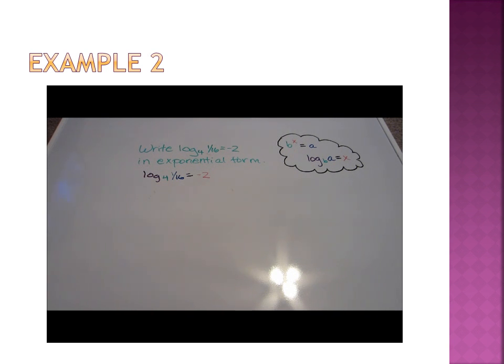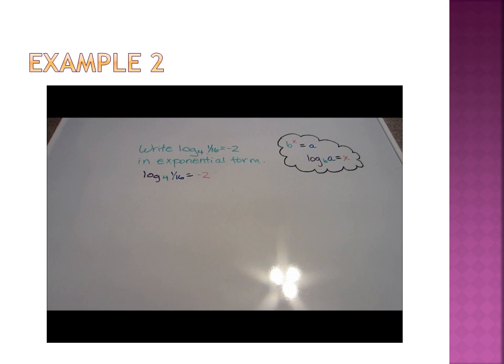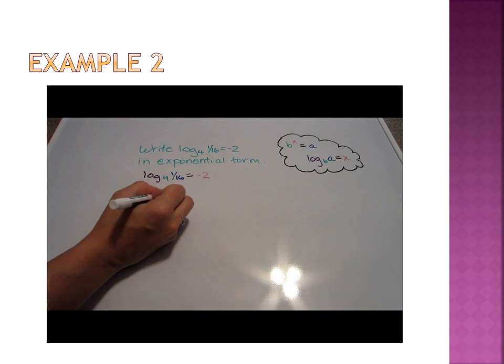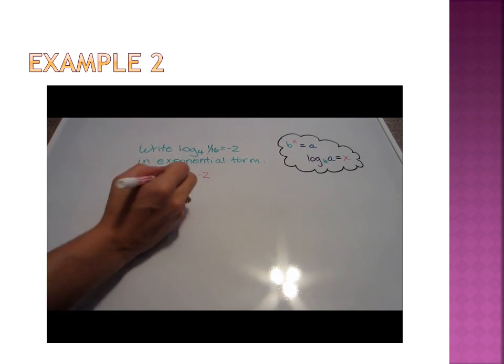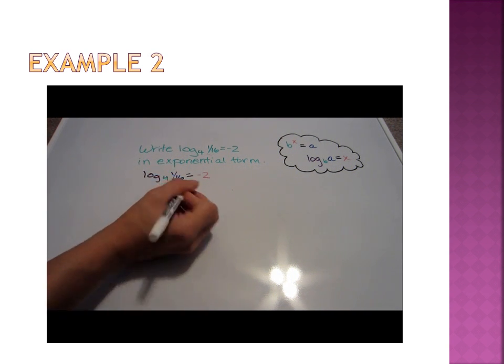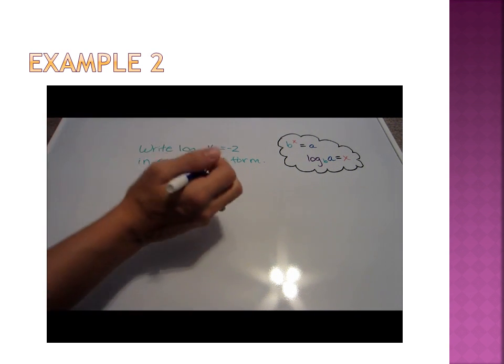Okay, here we're going to write log base 4 of 1 over 16 equals negative 2 in exponential form. Again, I wrote everything color-coded, so we have log base 4 of 1 over 16 equals negative 2, and the colors match our rules up to the right. Now we're going to rewrite it in exponential form. We take the base of 4, raise it to the exponent of negative 2, and that's equal to 1 over 16.